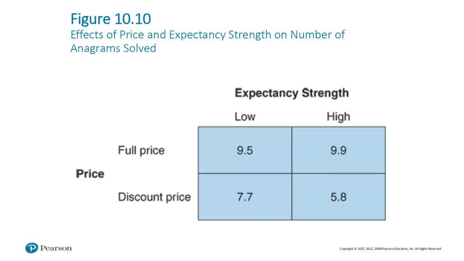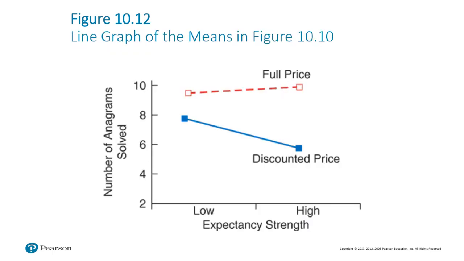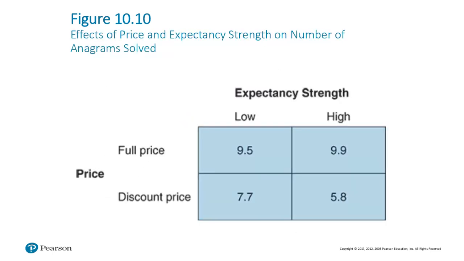So, here's another one. This is from your textbook, if you read the chapter. Remember, it was a between subject design. Both variables were between subjects variables. You had price and expectancy strength. The price was either discount or full price, so these are two levels of price, and expectancy strength is either low or high.